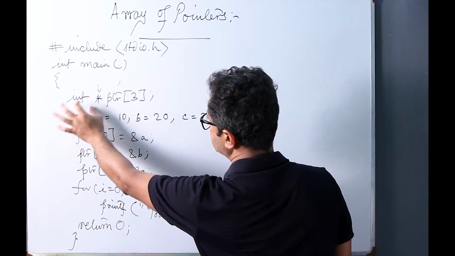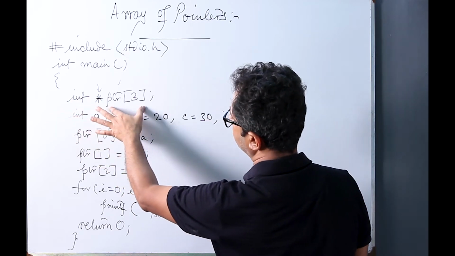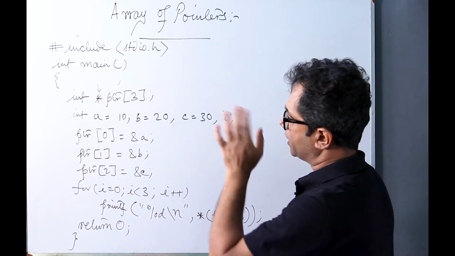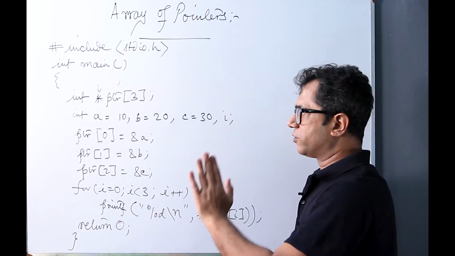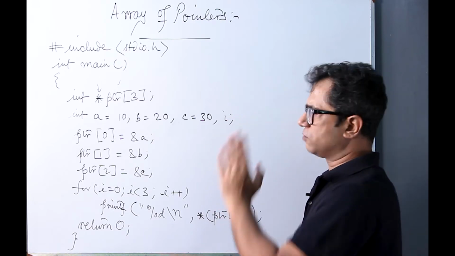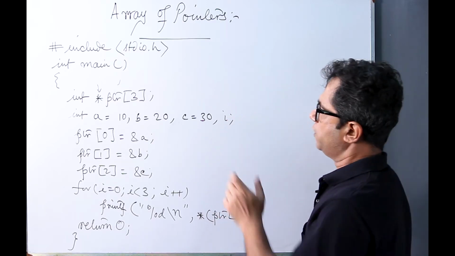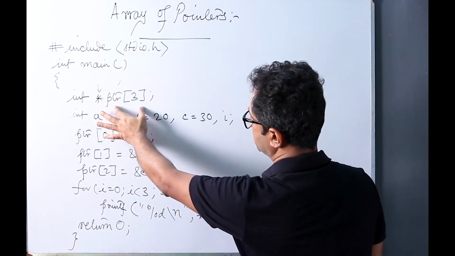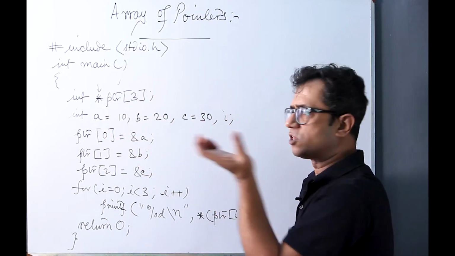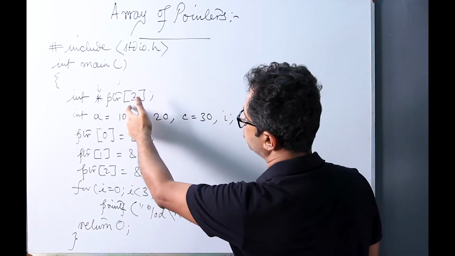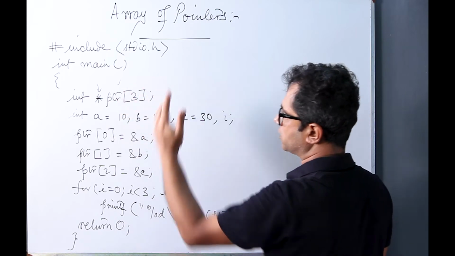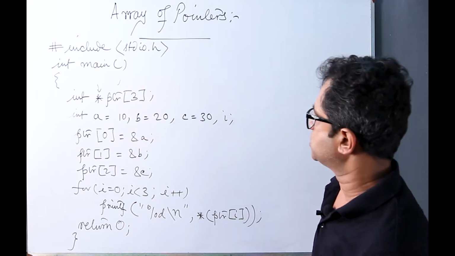I have written int star ptr3. That means ptr3 is a one-dimensional array which can contain addresses of integer variables. So this is an array of pointers which can hold pointers to integers. How many pointers to integers can be stored? A maximum of 3, because I have given the dimension of 3. You can extend it to any other higher dimension as well.